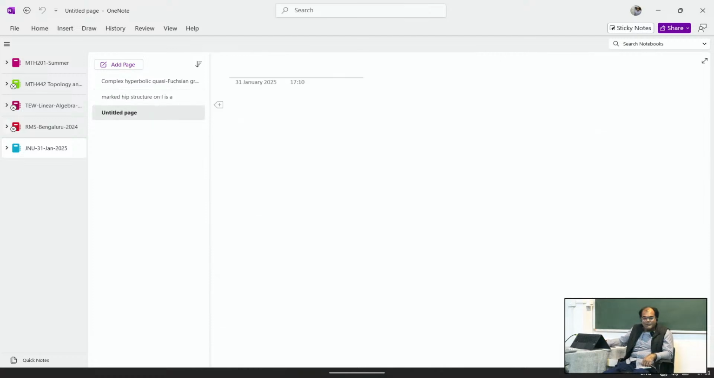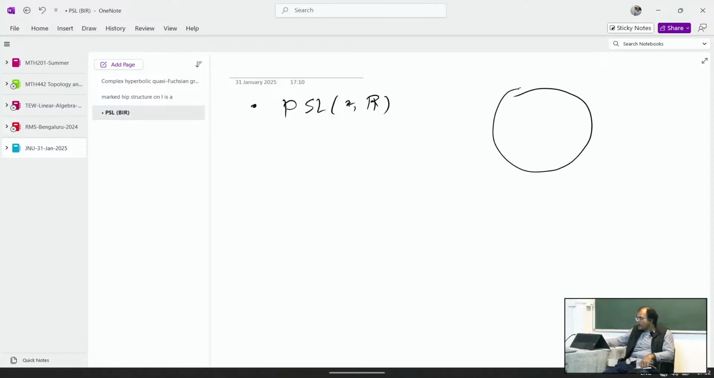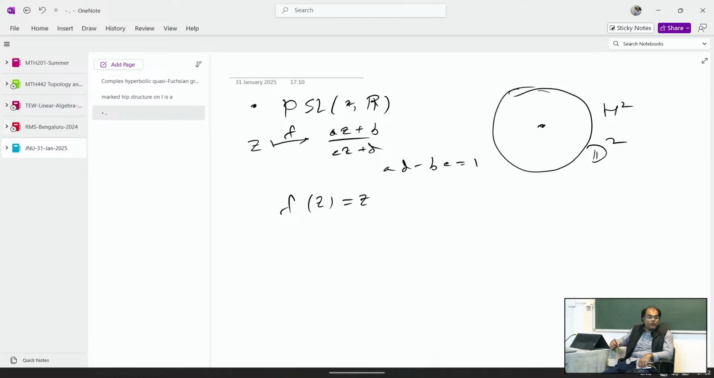Let's take a digression, because this question has arisen, and it is also relevant to what we are doing. We are talking about PSL2R, the isometry group of the hyperbolic space, which is like a unit disk. The group action is z goes to (az plus b) by (cz plus d), with ad minus bc equal to 1. Now if you consider fixed points of f, how many fixed points can it have? It can have at most 2 fixed points.